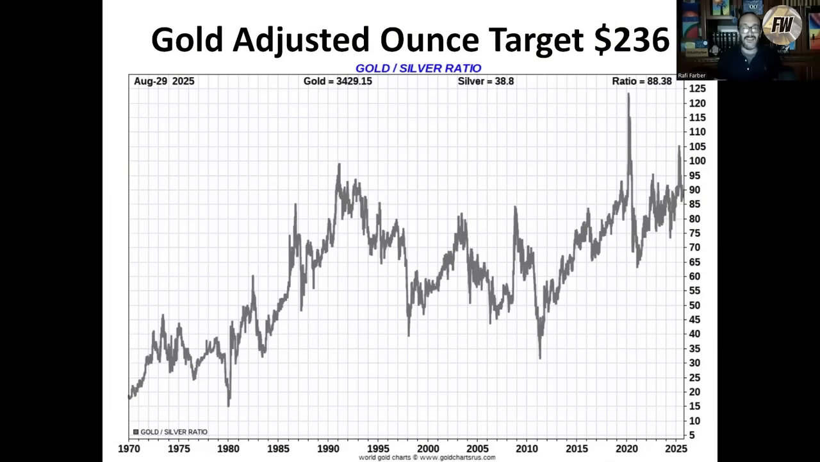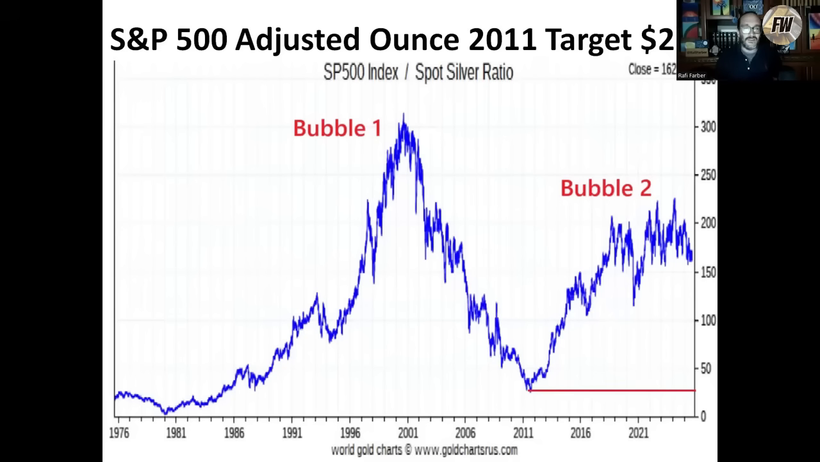It's not an exact target pick. But let's move even higher, shall we? The S&P 500 adjusted ounce for the 2011 silver top is at $265. Why is that? Well, I drew the red line here for the 2011 bottom.